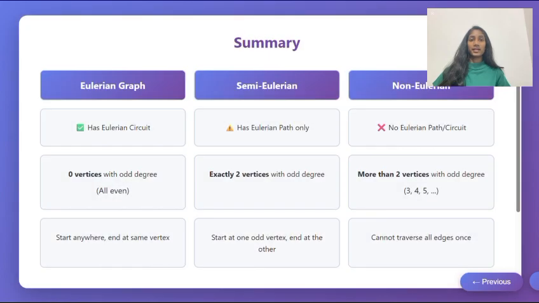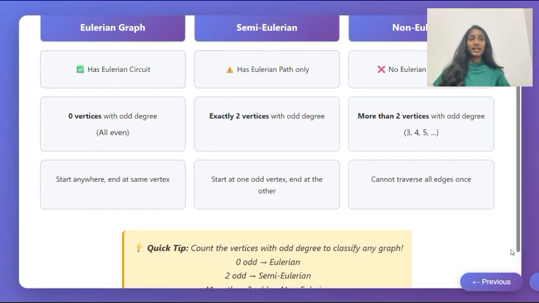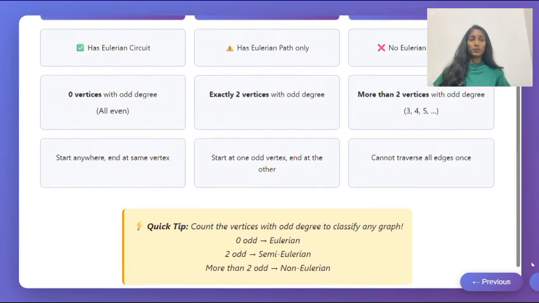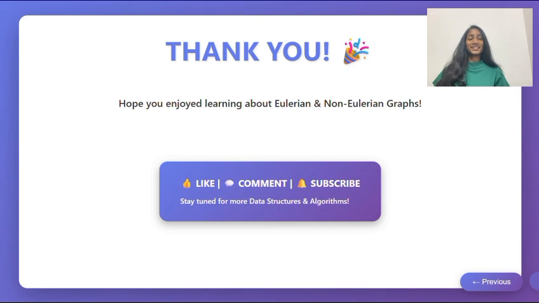Now we are going to summarize what we did today. First, an Eulerian graph has an Eulerian circuit, all vertices even, start and end at the same vertex. The second one is a semi-Eulerian graph, which has only an Eulerian path, exactly two vertices odd, start at one odd vertex, end at the other. The third one is a non-Eulerian graph: no Eulerian path or circuit, more than two odd vertices or disconnected. And that's it. Now you know how to identify Eulerian, semi-Eulerian and non-Eulerian graphs.